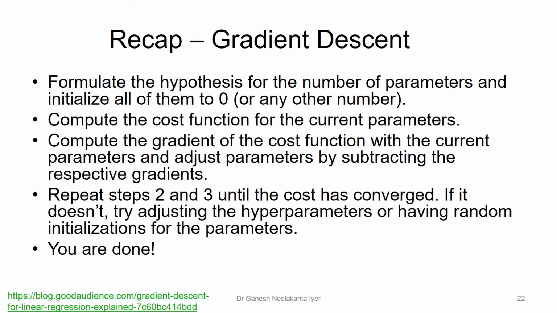So let's recap gradient descent. We formulate the hypothesis for the number of parameters and initialize all of them to 0. Then compute the cost function for the current parameters, compute the gradients of the cost function with the current parameters, and adjust parameters by subtracting the respective gradients. Repeat steps 2 and 3 until the cost has converged. If it doesn't, try adjusting the hyperparameters or having random initializations for your parameters. And that's it, you are done.